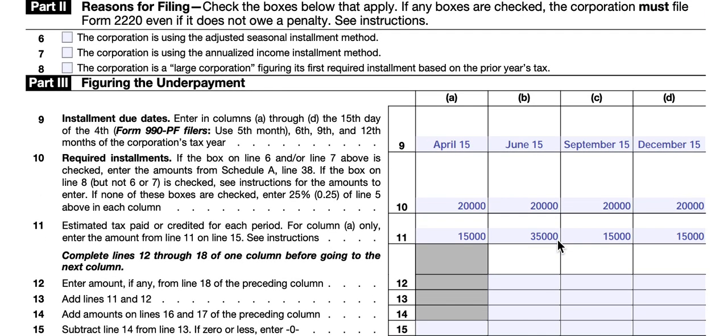In line 11, we're going to enter the estimated tax paid or credited for each period. So in column A, you're going to do a couple things. One, you're going to carry forward any overpayment of tax from the prior tax year. And then you're also going to take this number and bring it down to line 15. Every other column will be filling in lines 12, 13, and 14 and 16 with information from the preceding column.